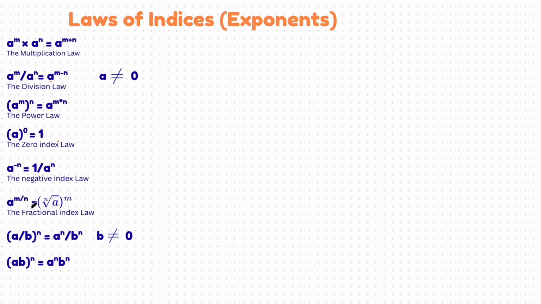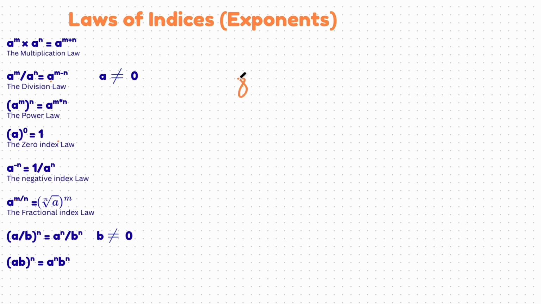What about our fractional index law? With the fractional index law, when the index is a fraction, the denominator is the root of the number or letter, then we raise the answer to the power of the numerator. So we have here a raised to the power of m over n is equal to the n root of a raised to the power of m. Let's look at an example.